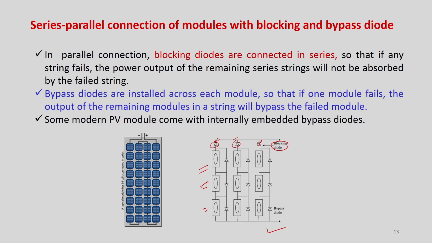Okay. So if we talk about bypass diodes, they are installed across each module, okay, so that if any one of the modules fails, the output of the remaining modules in a string will bypass the failed module. Okay. Nowadays, in advanced modules, this kind of diode is embedded in the system itself. Okay.